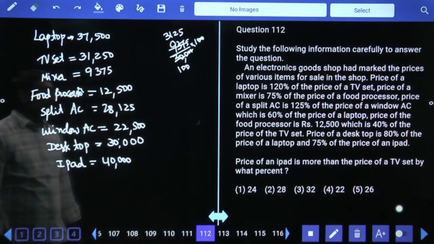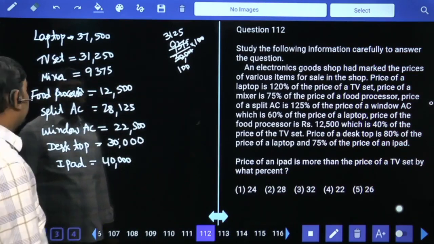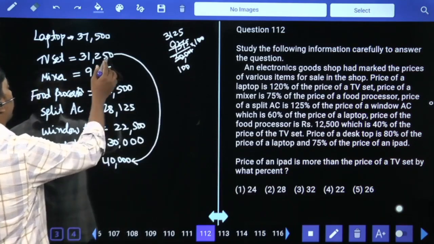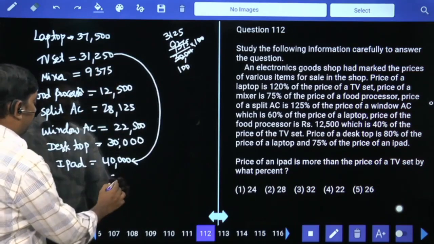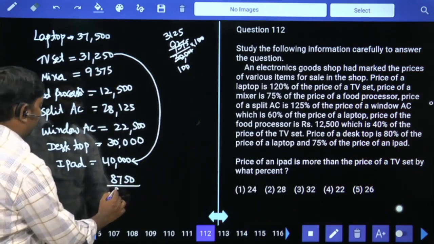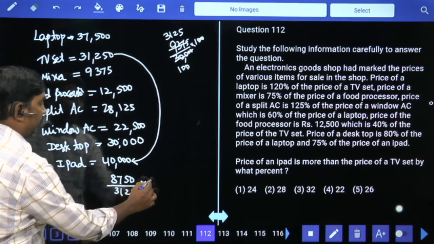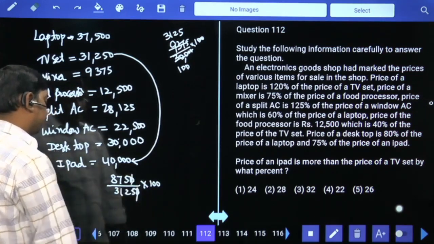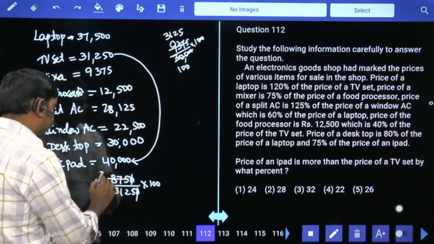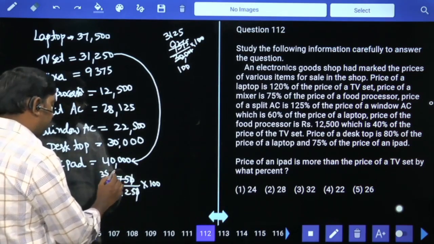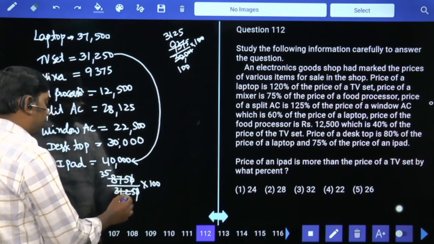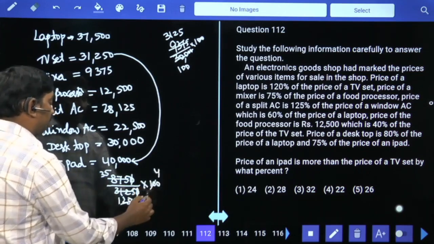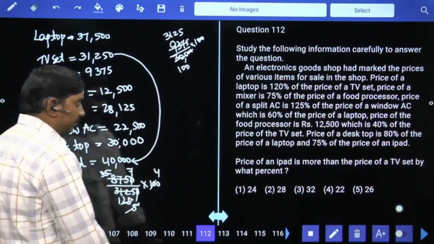The price of an iPad is more than the price of a TV set by what percent? Percent more, so the difference is divided by the lesser value. The difference is 8,750, divided by the lesser value 31,250, into 100. The zeros get cancelled. 25 threes are 75. 125 means 5 times. Working it through, we get 28%.